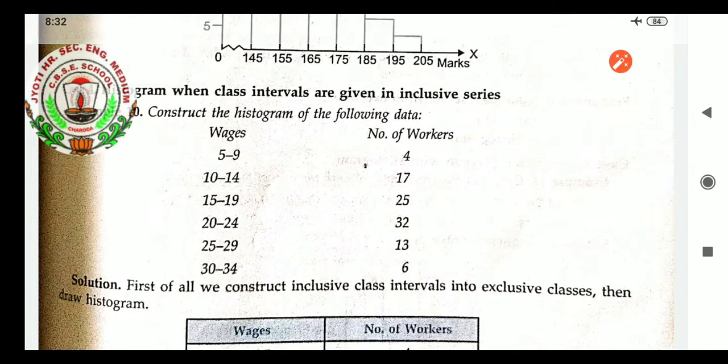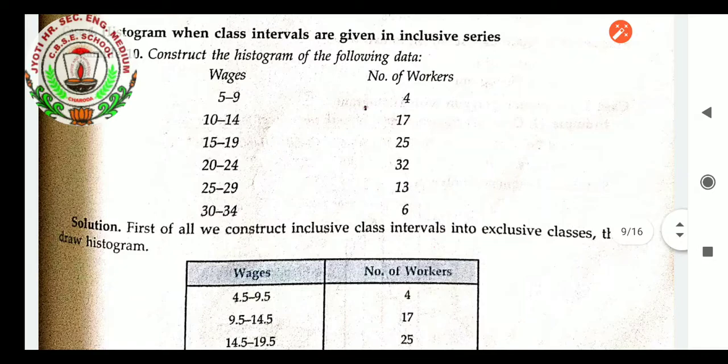Construct the histogram of the following data, students. Wages, number of workers: 5 to 9, 10 to 14. You are seeing this is an inclusive series. There is a gap: 5 to 9 is there, then 10 to 14, then 15 to 19. Here class intervals are not matching. Number of workers, the frequency, is given.